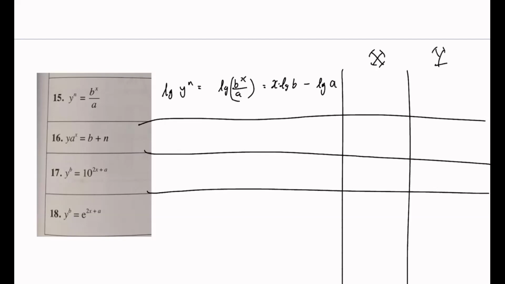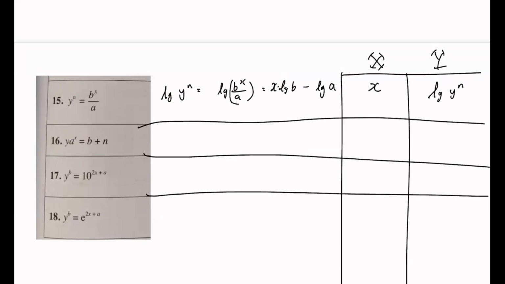Capital Y, what would it be? Here, you can just take LG y to the power n. Then you see there's a variable x. You can just take the x. So it becomes Y equals mx plus c. Can you see the pattern?